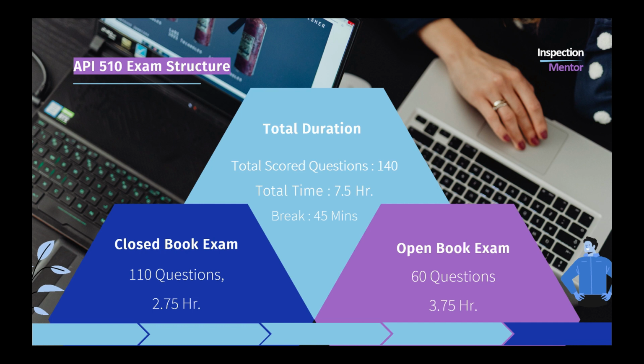Now, you think that the closed book is 110 questions, open book is 60 questions, so the total should be 170 questions. But why does it say 140 questions here? Well, the remaining questions are pre-test questions. With the remaining questions, API uses them for their internal purposes, like they check how the candidates perform on these questions and whether these questions are good for future exams or not. We really don't know what API does with the data, but all the candidates will be tested on 140 questions. But it is mandatory to answer all 170 questions, because you never know which ones are the scored questions and which ones are not.